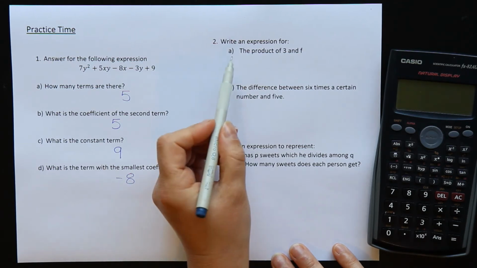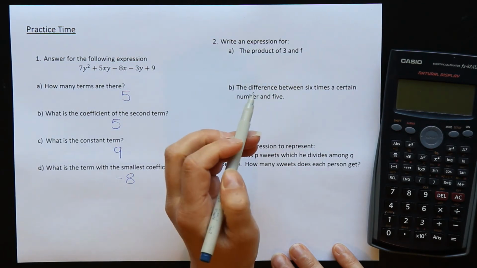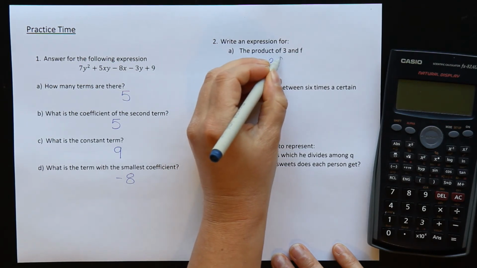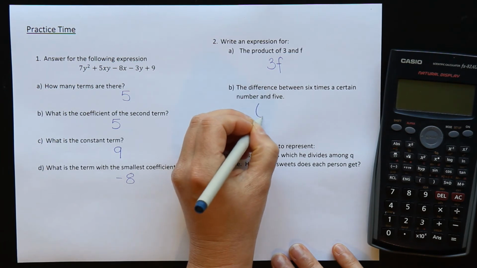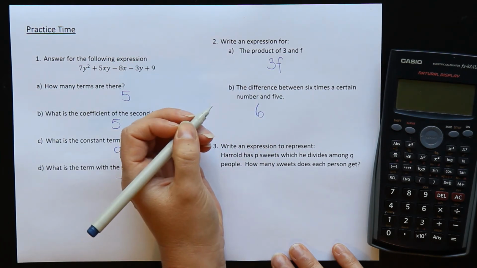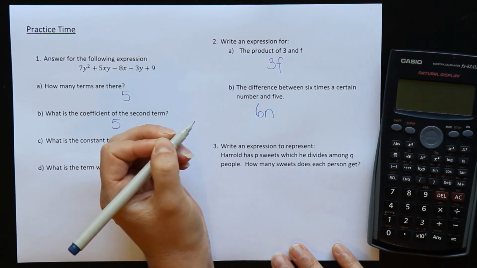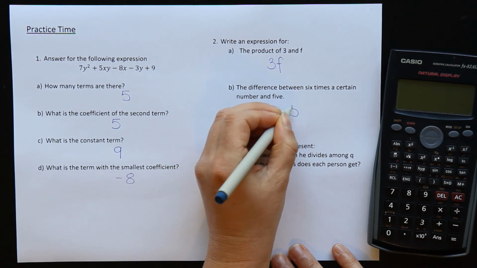Question 2. We want to write an expression for the product of 3 and f. Product means times. So it's 3 times f, but we never write times in algebra. We just write 3f. And B, the difference between 6 times a certain number and 5. All right, well, 6 times a certain number. Well, we haven't been given a symbol for that. Let's say that we're going to use n for our certain number. 6 times a certain number. Difference means subtract. And 5.